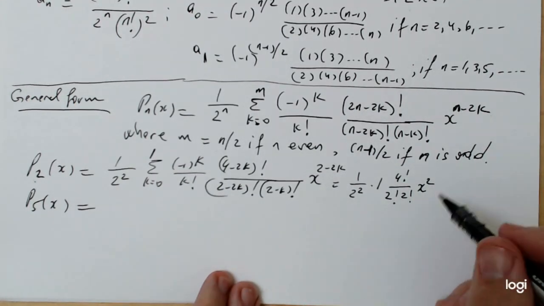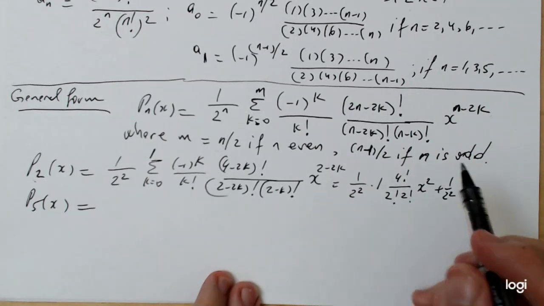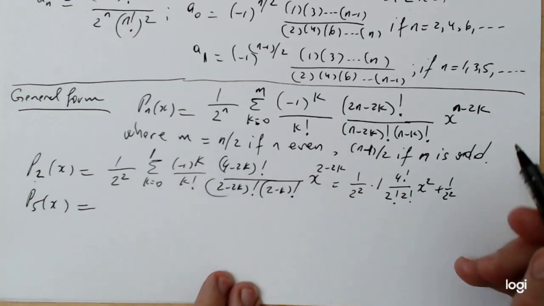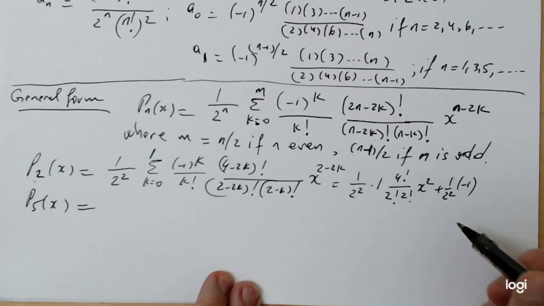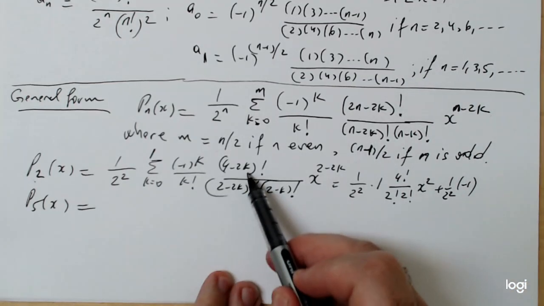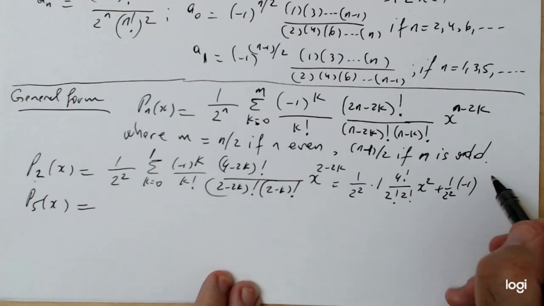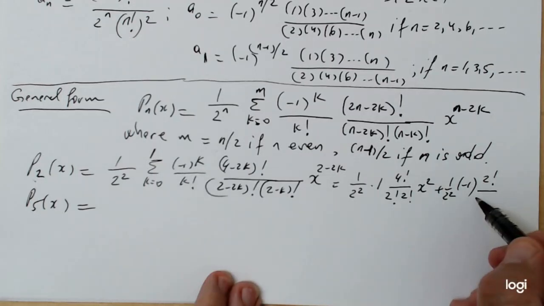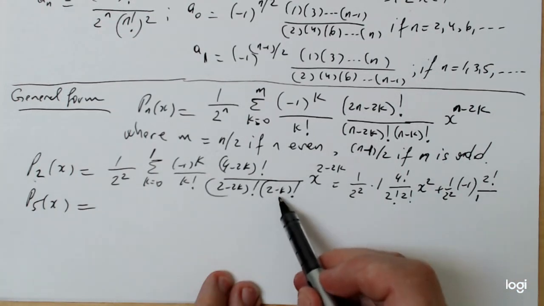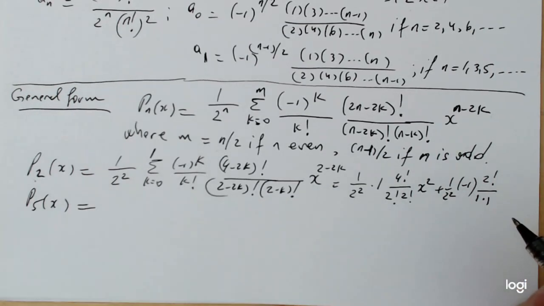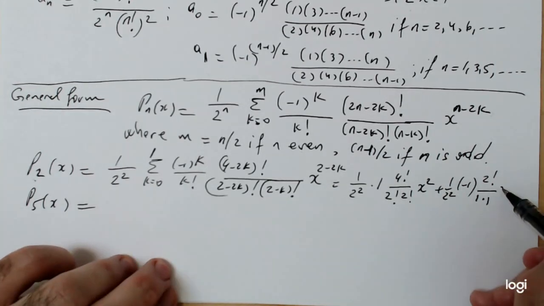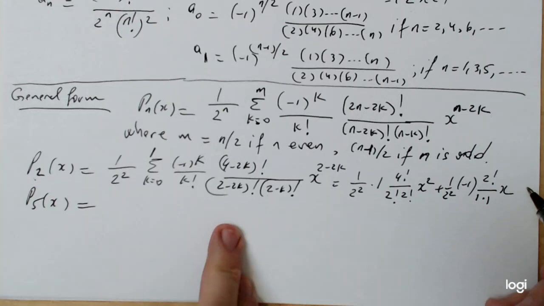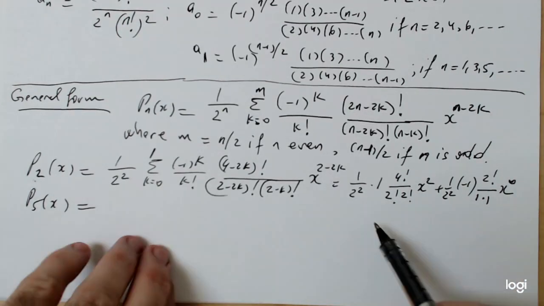And then the next term, 1 over 2 squared. Now k is equal to 1. There's another term in the summation, so minus 1 to the first is minus 1 over 1 factorial. That's a minus 1. 4 minus 2 factorial, that makes it 2 factorial. On the bottom here, when k is equal to 1, that makes it 0 factorial, which is 1, and 2 minus 1 factorial, which is another 1. And now the power of x, if k is equal to 1, that's x to the 0, which is just a constant.